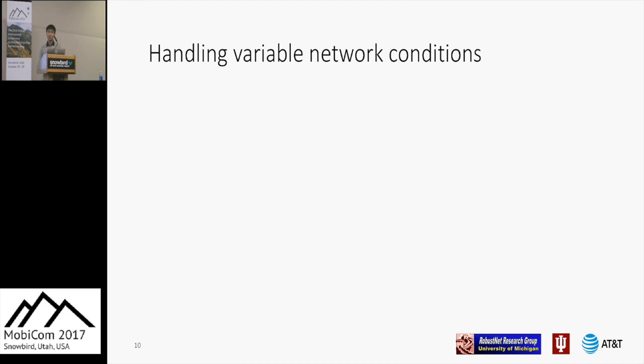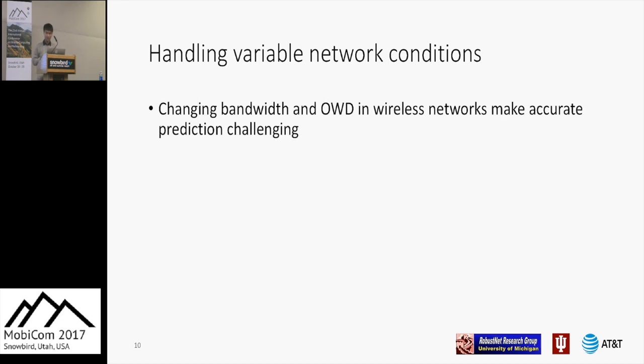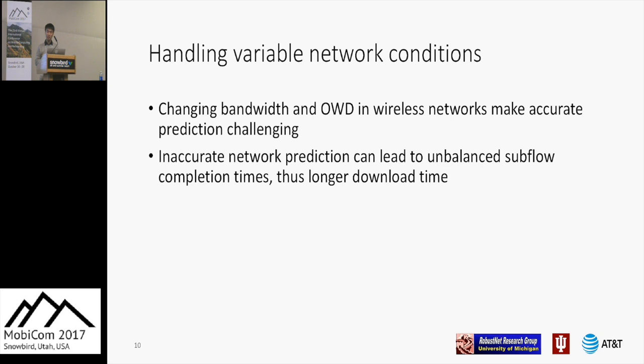So far, we assume that the network bandwidth and delay are accurately predicted, so we can guarantee this simultaneous subflow completion. In reality, our wireless networks usually have changing bandwidth and one-way delay. This makes accurate network prediction challenging. Inaccurate network prediction leads to unbalanced subflow completion, and thus a longer download time.